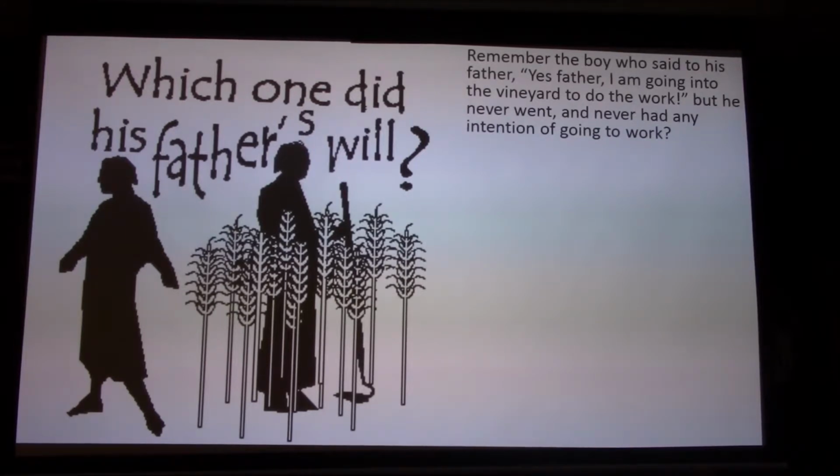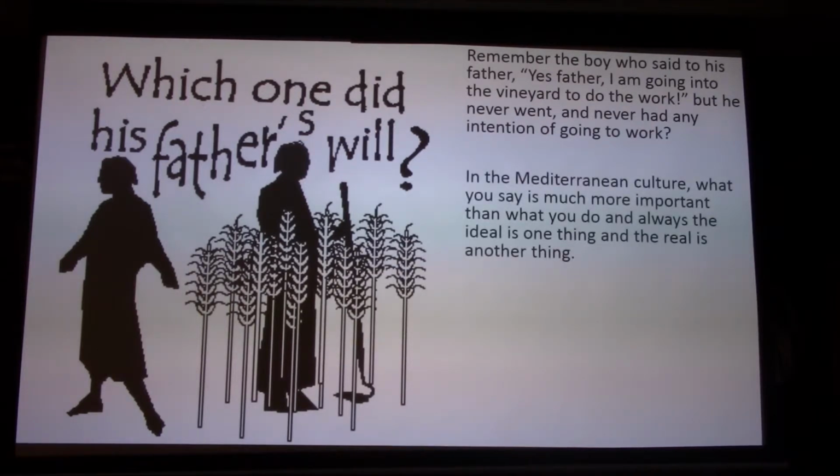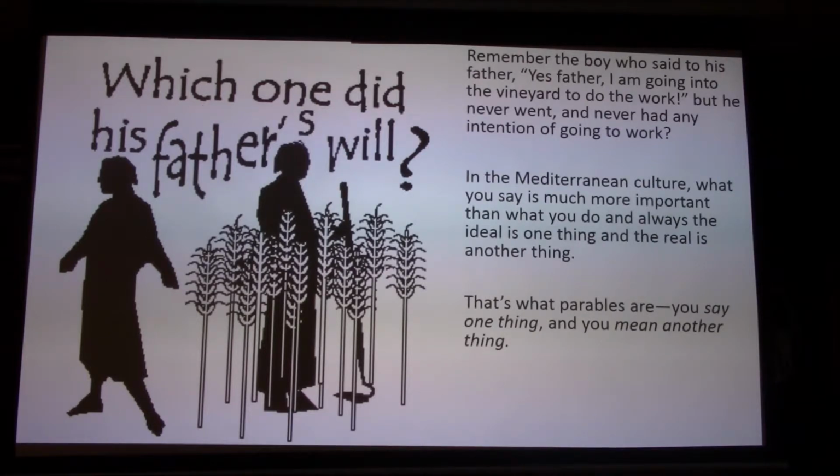You say one thing, and you mean and you do another thing. In the Middle Eastern world, in the Mediterranean culture 2,000 years ago, and even today in the Mediterranean world, what you say is much more important than what you do. And always the ideal is one thing, and the real is another thing. That's what parables are. You say one thing and you mean a completely other thing. That's very typical Middle East.